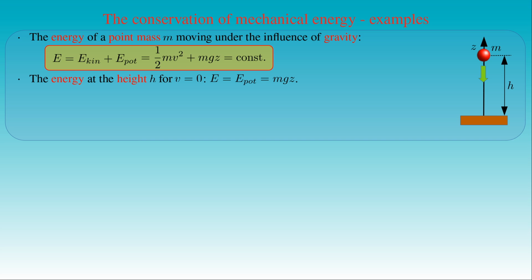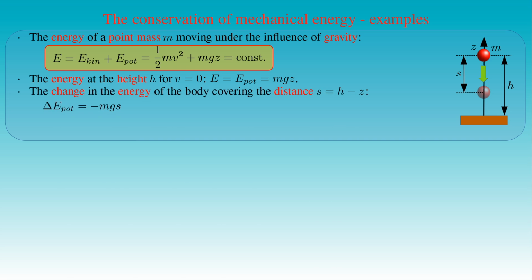When the falling body covers the distance s given by h minus z, the decrease in its potential energy is equal to m times g times s. When we studied free fall, we demonstrated that the instantaneous speed of a falling object with 0 initial speed is equal to the square root of 2 times the magnitude of the gravitational acceleration g times the distance s covered by the object. If we substitute this expression into the kinetic energy of the point mass, then we obtain 1 over 2 times m, times 2 times g times s, which gives m times g times s.